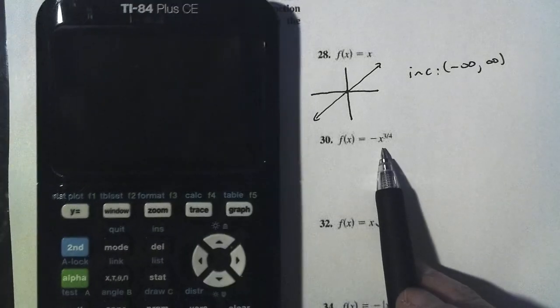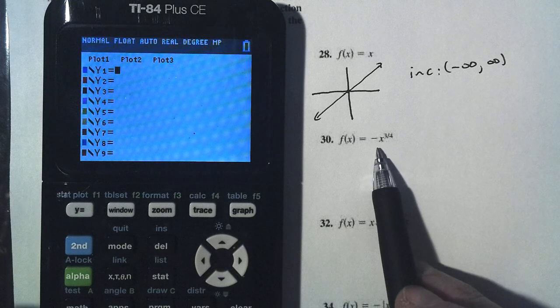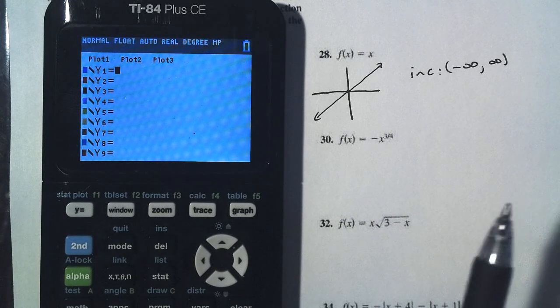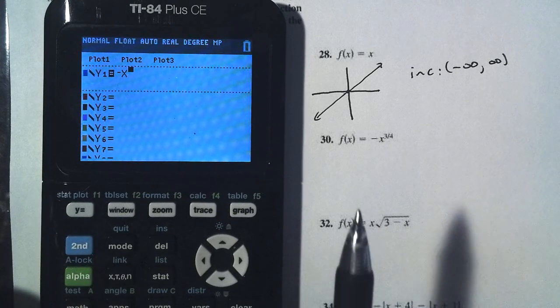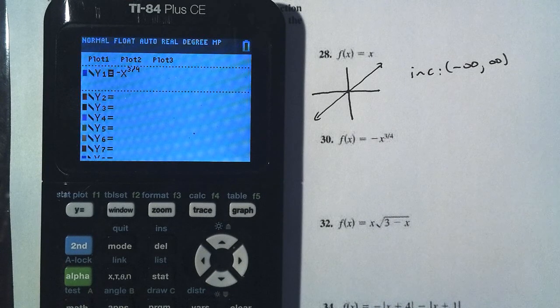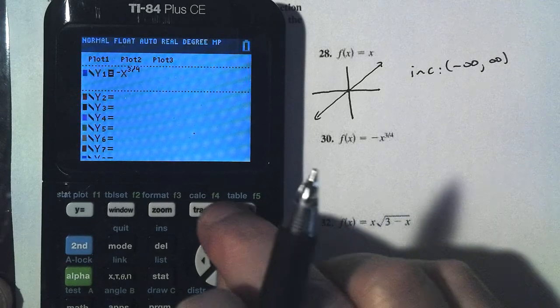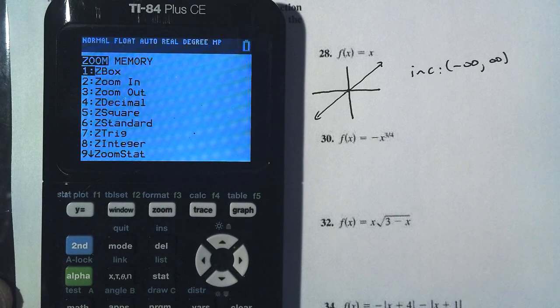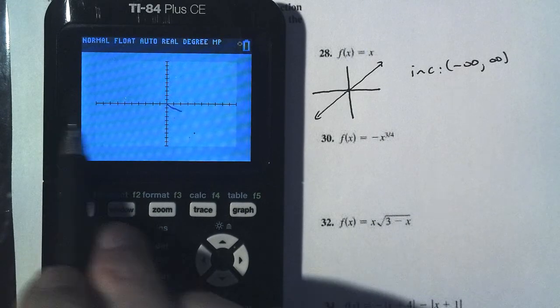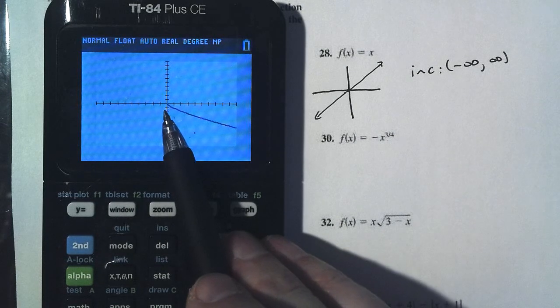But we might not know what the graph of this one looks like. So y equals clear. This is going to be negative, the opposite of x to the 3/4. You could put 0.75. You could enter that 3/4 as a fraction with alpha window, or alpha F3, yeah, F2. Okay, so I'm in zoom standard. I'll make sure zoom 6. 6 is standard, so I'm hitting 6. Negative 10 to 10, negative 10 to 10. And it looks like this graph just stops existing around 0.